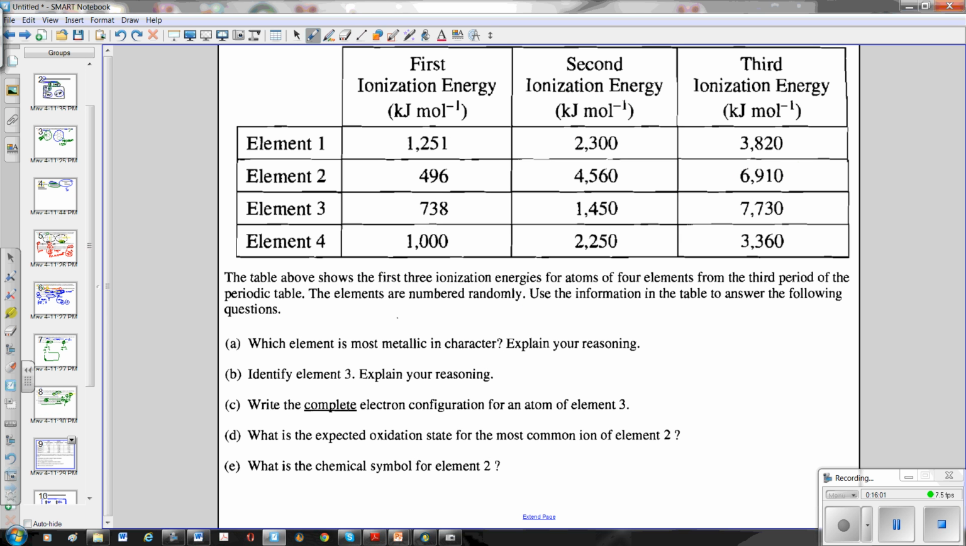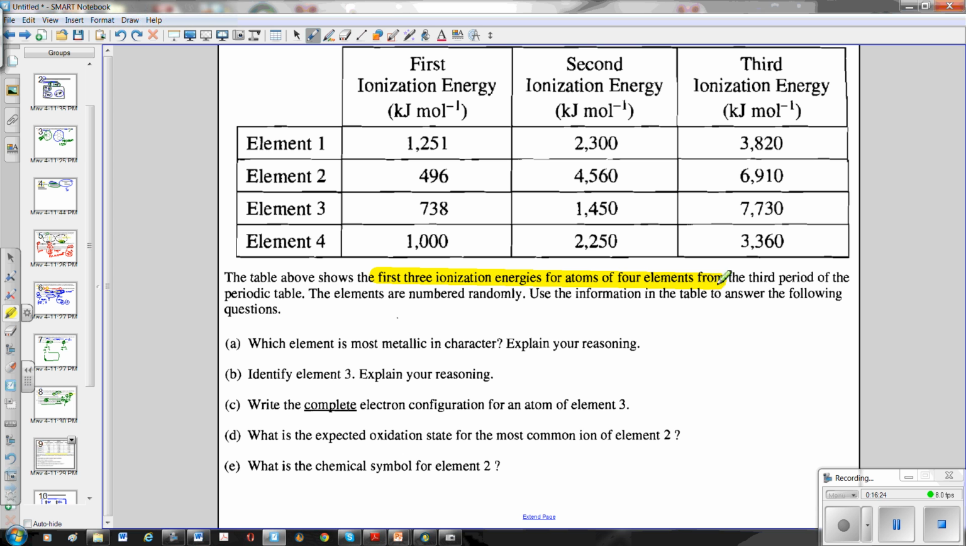We reviewed this before. This is more atomic structure, but remember, ionization energy is related to size: the smaller the atom, the harder it is to remove the outside electron, which is ionization energy. So when they ask typical questions, they'll give you a table of ionization energies. They'll usually tell you where it is in the periodic table. First three ionizations for 4 elements in the third period of the periodic table.